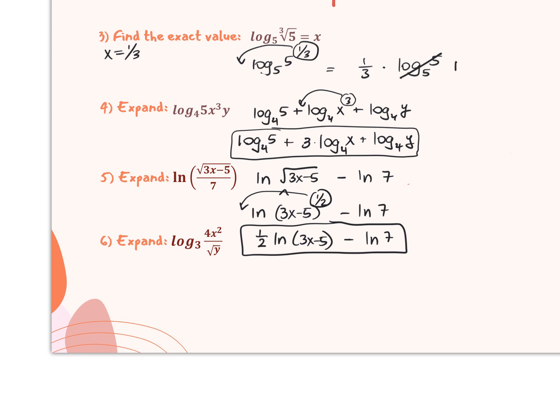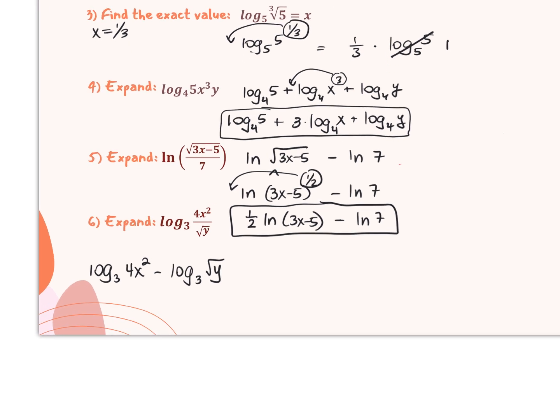Okay, and then I go to number 6. And so, again, I'm just going to start with the most basic, which I see it's a division, so I'm going to do log base 3 of my numerator minus log base 3 of my denominator. Okay? Now I see my numerator is a product of two things, so I'm going to expand that out. Log base 3 of 4 plus log base 3 of x squared minus, and I know this one is log base 3 of y to the 1/2 power.